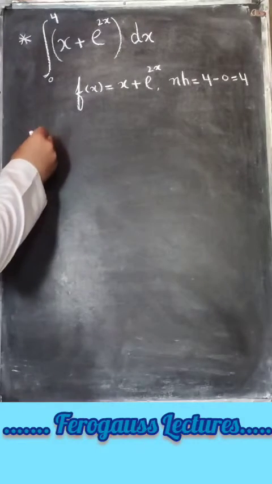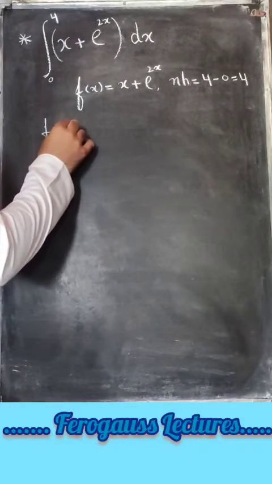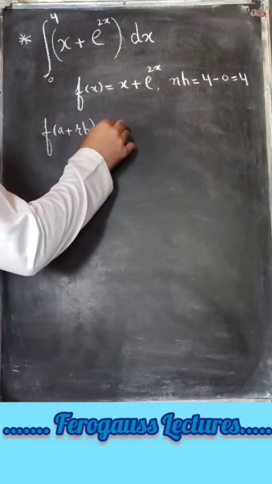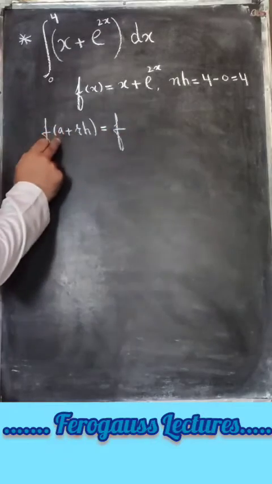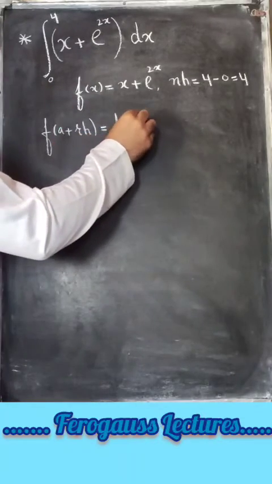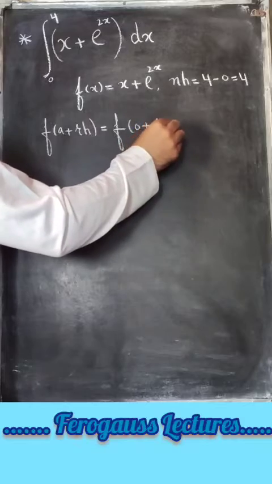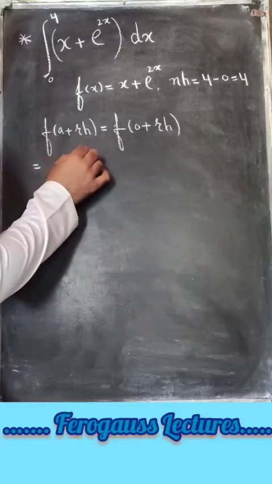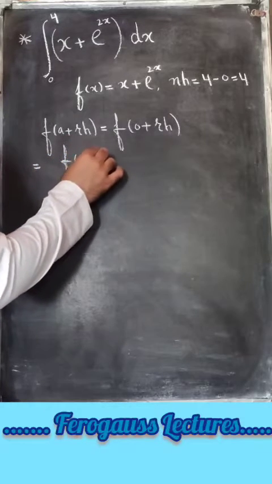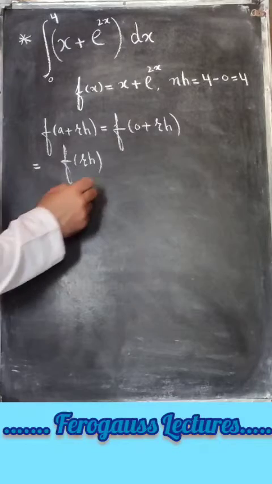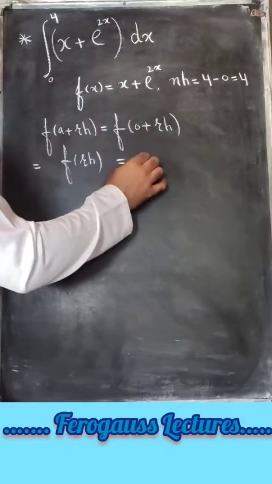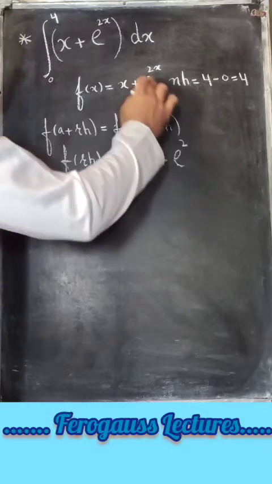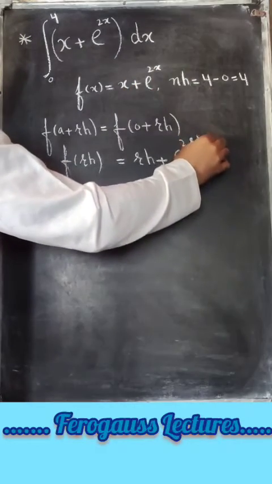Also f of a plus rh is equal to f of 0 plus rh, since a is the lower limit, so that is equal to 0. This is equal to f of rh. Now replace x by rh, we get rh plus e raised power 2 times rh.